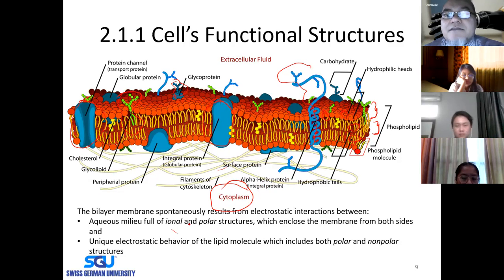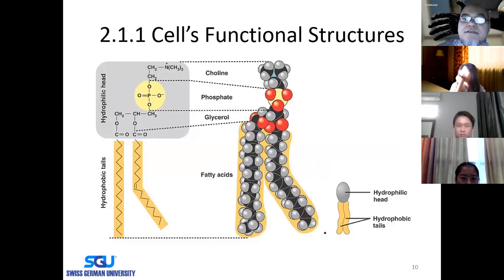So the bilayer membrane spontaneously results from electrostatic interaction between the aqueous milieu, full of ionic and polar structure, which is this part, the phosphorus part. Then the electrostatic behavior of the lipid molecule, the inner part, includes both polar and non-polar structure. So this is the molecular structure of the phospholipid bilayer.